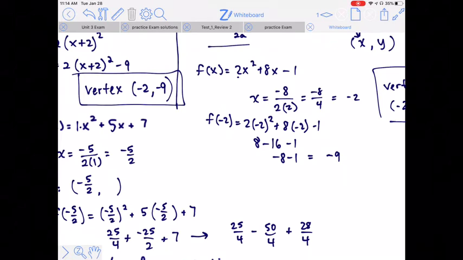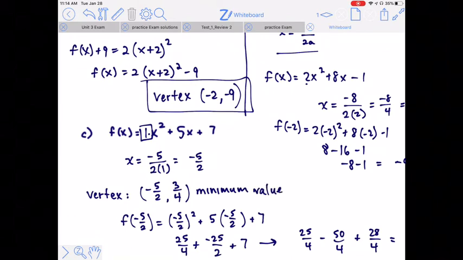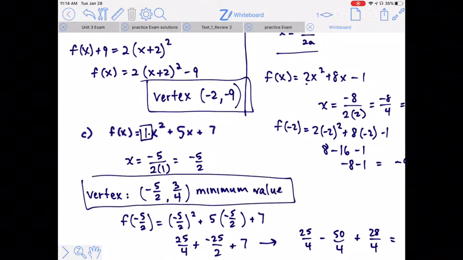And then if we added that all up, let's see, we'd have 25 minus 50, that's -25, plus 28. So that's 3/4. So the vertex is -5/2, 3/4. Or if you wanted to use decimals instead of fractions, that's fine. It would be -2.5, 0.75. So we have the vertex there, and because the leading coefficient is positive, we know the parabola opens up. So this would be a minimum value for the vertex.